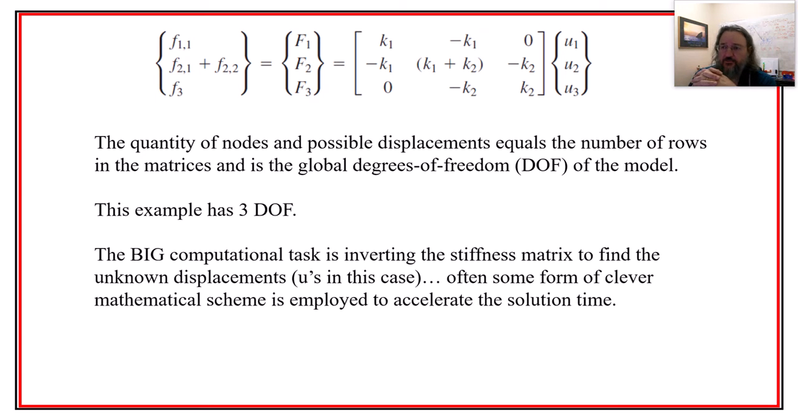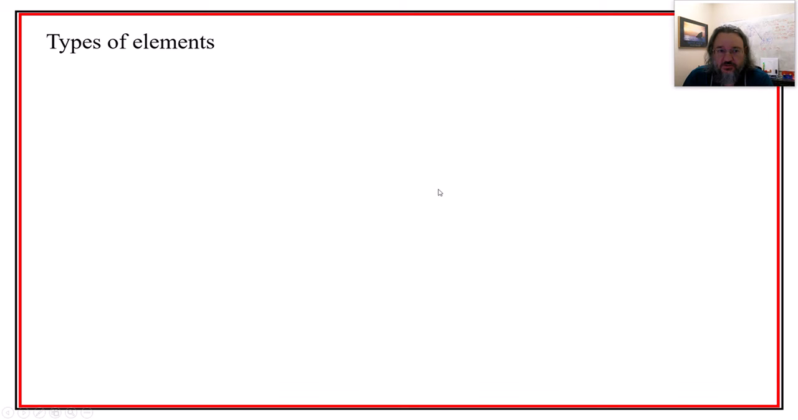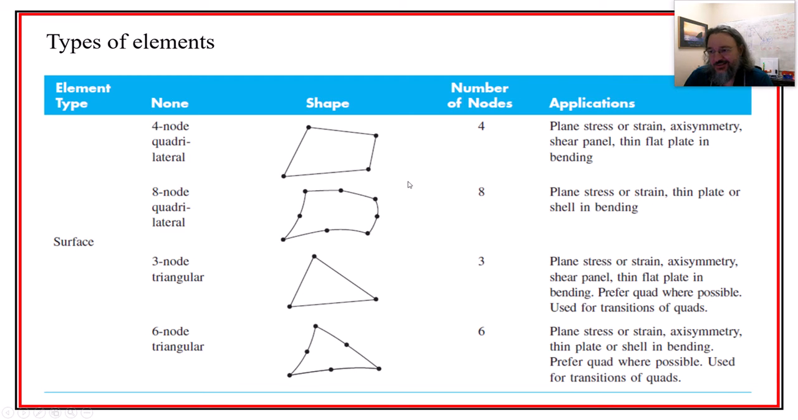This is the second video. Previously we were talking about these degrees of freedom and the stiffness matrix, and we're going to talk about that some more. But let's first talk about different element types, right? There's lots of different element types.